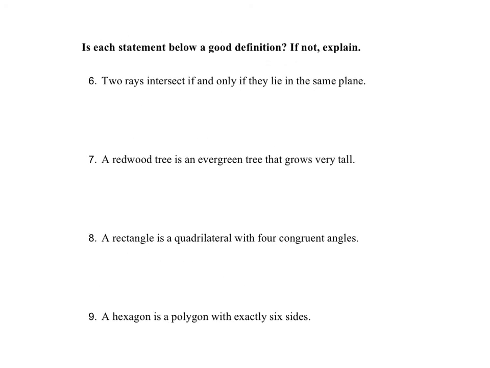Next one, I want to figure out if this information is a good definition or not, and if it's not, explain. Two rays intersect if and only if they lie in the same plane. Actually, this one is not a good definition. Why? Because there's an example of something that is in the same plane but does not intersect. For example, two parallel rays are on the same plane and they do not intersect. So that means it's not a good definition.